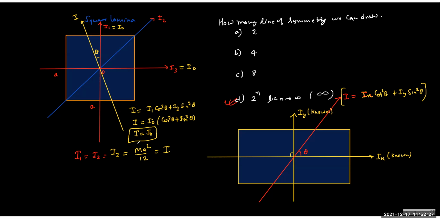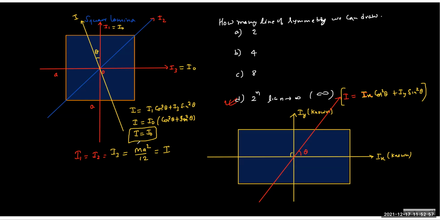But in case of square lamina, it's a very interesting case. So no matter which line you draw, it will give you the same answer as the I1 or I3. Therefore, in case of square lamina, any line which you draw through the center, all lines will give you the same answer. So there are infinite lines about which the moment of inertia turns out to be the same.